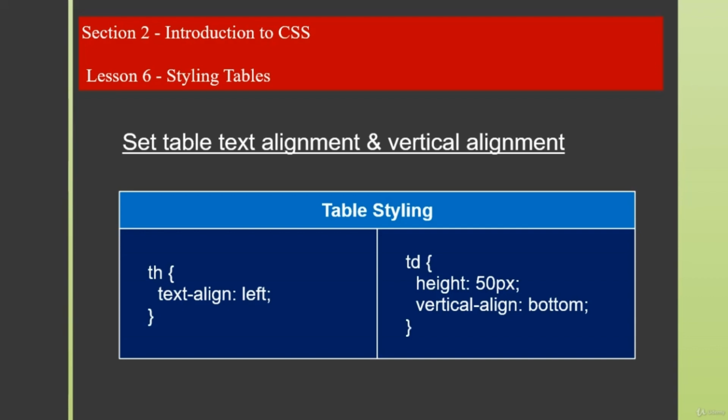To change the vertical alignment of the content in table rows and columns, use the vertical align property. Content of a table can be vertically aligned and can set it at the top, bottom or middle of the table. By default, the vertical alignment of the content is middle. Second example on the slide sets the height of the column content to 50 pixels and vertically aligns the content to the bottom of the column.